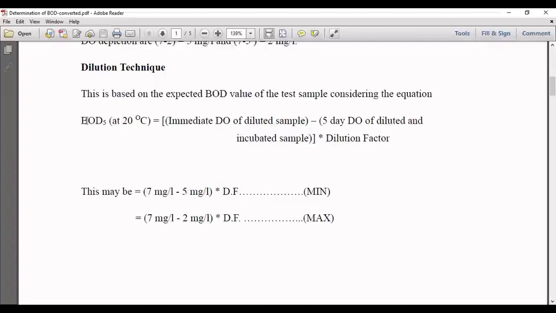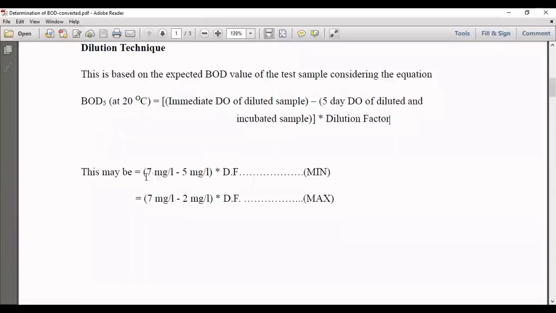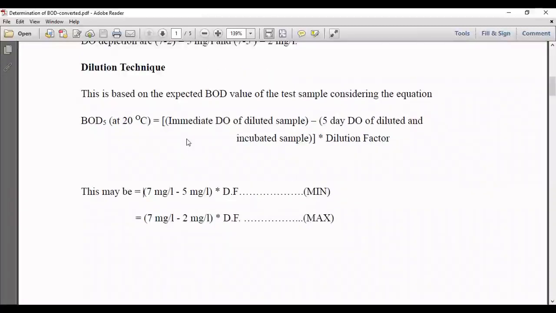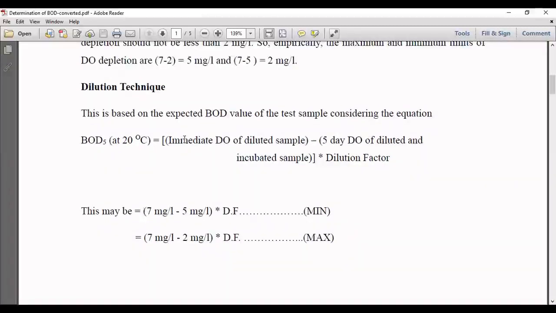The formula is very easy to understand. BOD5 at 20 degrees Celsius is equal to the DO depletion that has occurred for the 5-day, into this dilution factor. Like, this may be 7 minus 5. Now we have already seen that the minimum and the maximum range can be found out with these two particular equations, right? For the minimum value: 7 minus 5 is equal to 2 mg per liter.